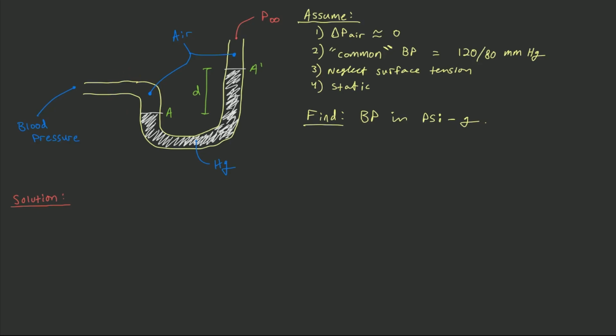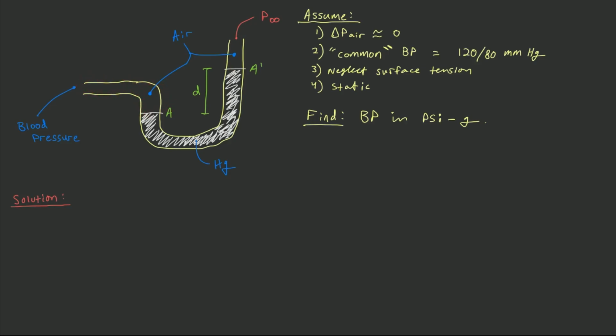We'll be assuming that since the density of air is so much less than the density of mercury, and we're operating over such small distances d, the air pressure at this location right here where the blood pressure measurement is taken is equal to the air pressure here right above the mercury free surface. And in a similar fashion, the atmospheric pressure is equal to the air pressure here right above the mercury free surface. So this entire air column is of equal pressure, and this entire air column is of equal pressure.